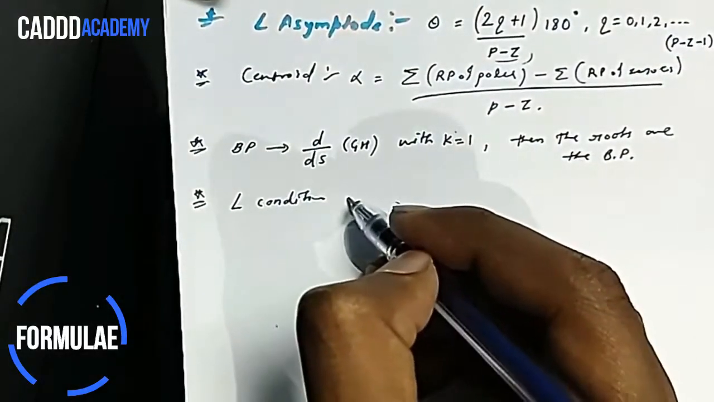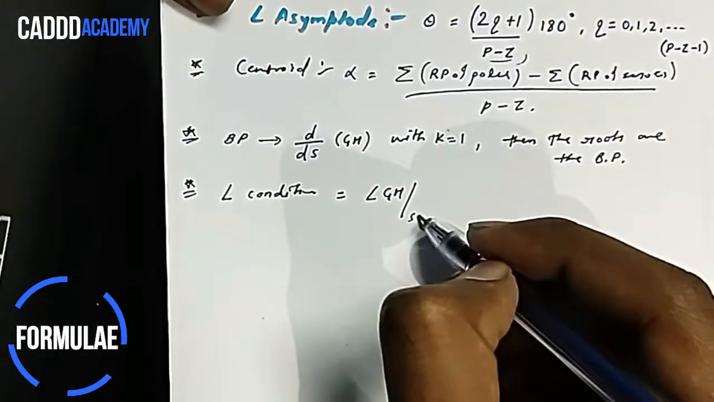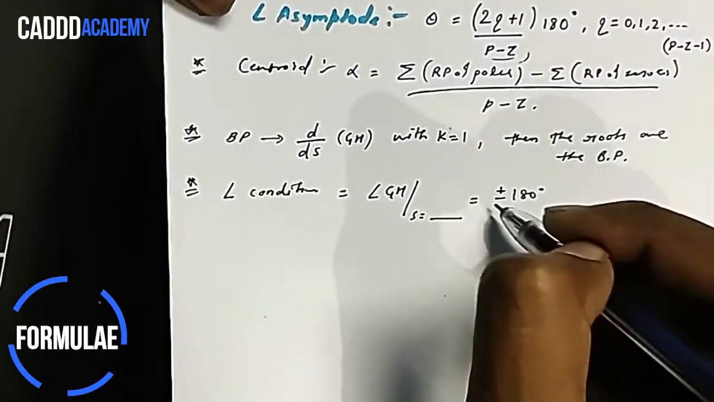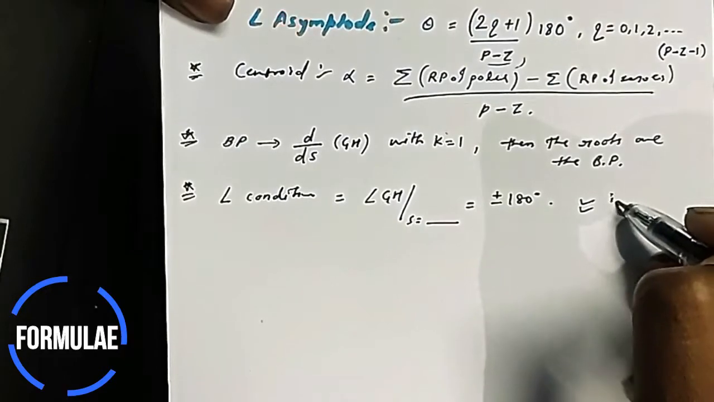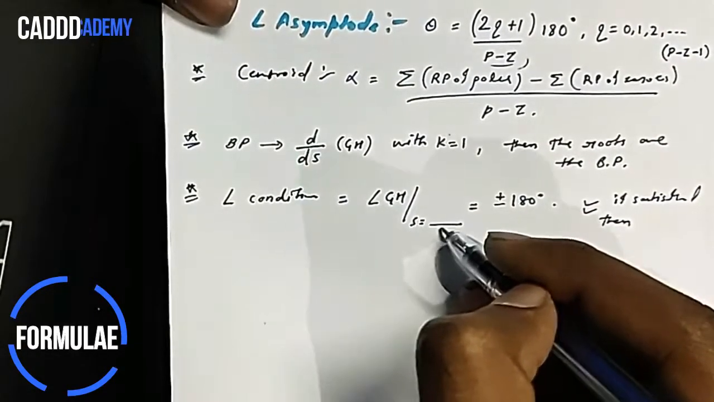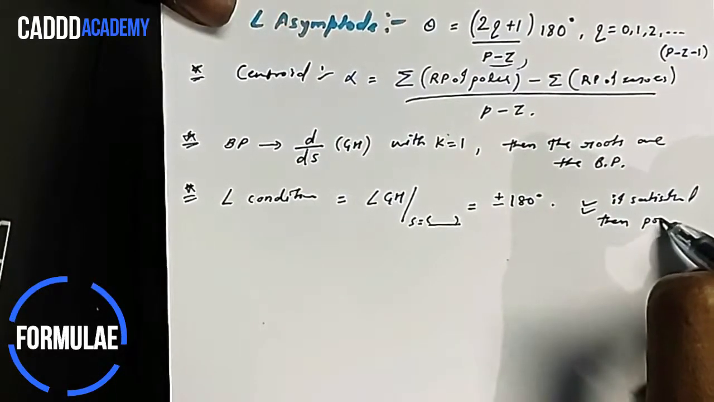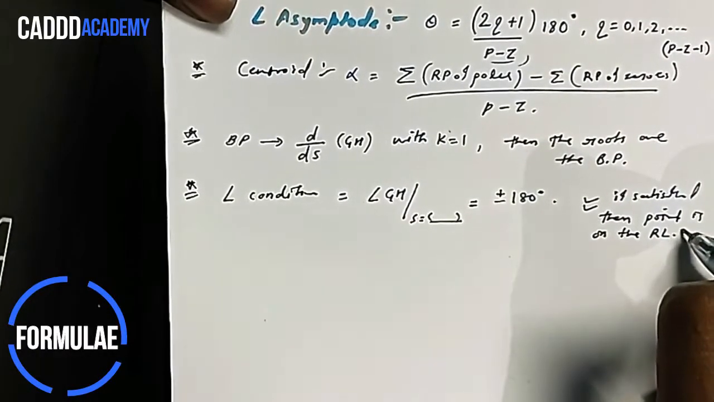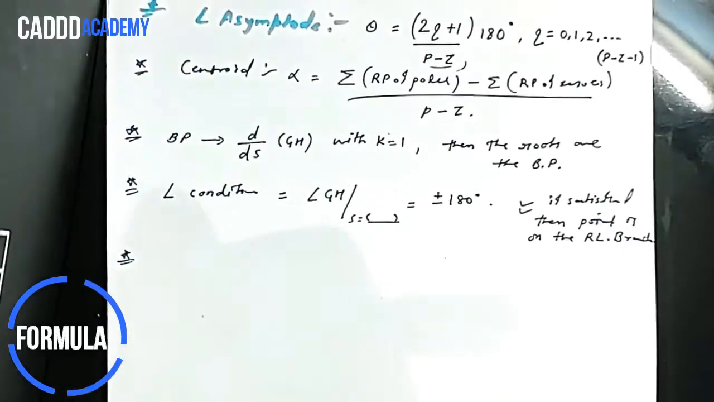And the next thing which we will do is the angle condition, and that is: the angle of the transfer function at s equal to some point is equal to plus or minus 180 degrees. If this angle condition is satisfied, then this point s, where we put some point's location, is on the root locus branch.